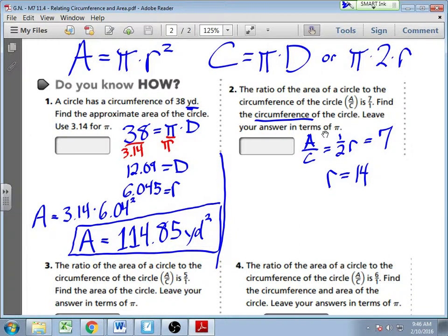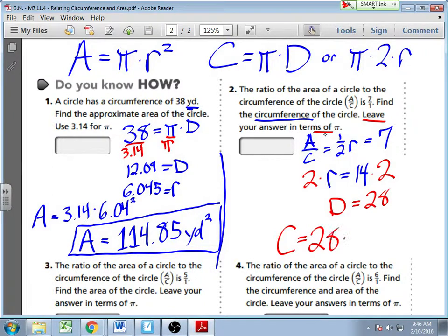Who can help find the diameter if I know the radius? Not in this specific situation, but any time. How do I find the diameter if I know the radius? Abby? To find the diameter, it's double the radius, so I times 2 and my diameter becomes 28. Once I know that, and I'm going to leave this in terms of pi, what's my circumference? 28 pi. All I have to do then is throw a pi on the end of here, and I have my circumference. I need a label, and I don't have one in the problem, so I just call it units.